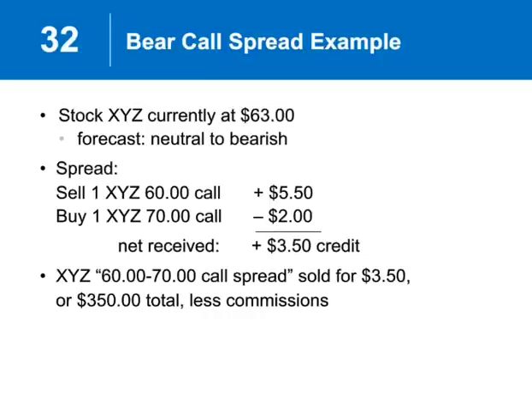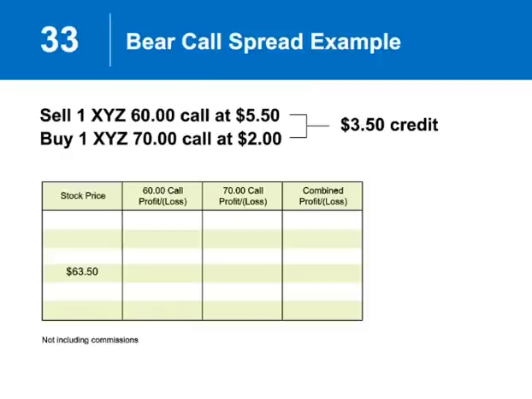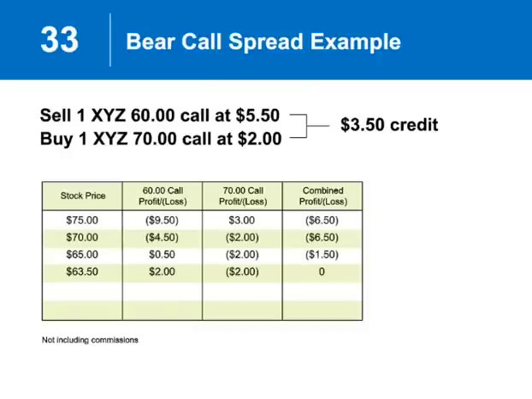Let's take a look again, 63.50. Hopefully you remember that was our break even. Now, if our forecast on XYZ, which was neutral to bearish, goes awry, depending on how far awry it goes, we could lose up to that $6.50. Again, the difference between the strikes, less the credit we take in.